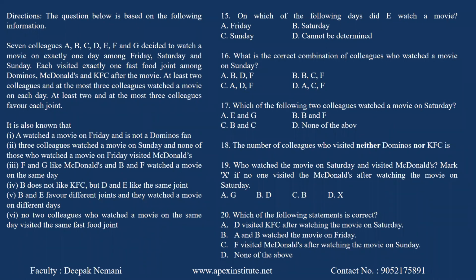Now, the question is based on the following information. 7 colleagues A, B, C, D, E, F, and G decided to watch a movie exactly on one day among Friday, Saturday, and Sunday. Each visited exactly one fast food joint among Domino's, McDonald's, and KFC after the movie. So at least 2 colleagues and at most 3 colleagues watched a movie on each day. At least 2 and at most 3 colleagues favor each joint. And you are given 6 statements, and you are asked 6 questions based on this.